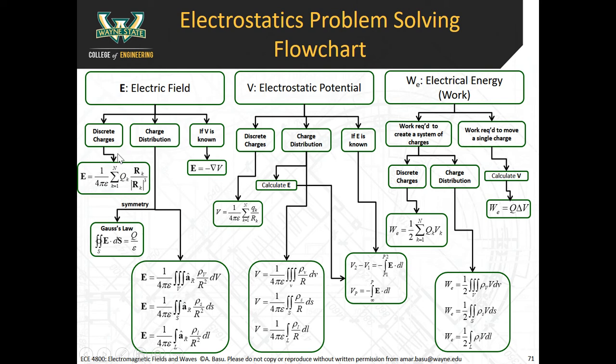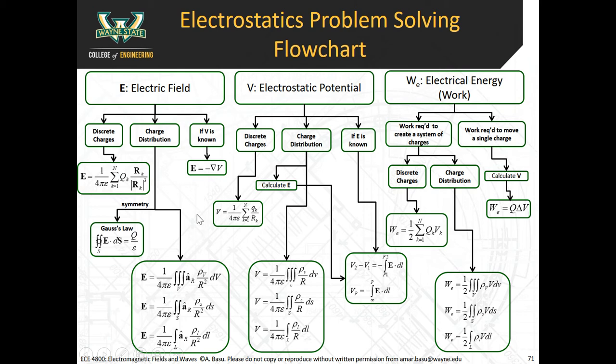If you have discrete charges, like individual charges, then you have to use the discrete form of Coulomb's law, where you add up the individual contributions of each charge to the electric field. If you have a charge distribution, like the kinds of problems that we're doing right now, that's the second type of problem. Then, if there's symmetry, apply Gauss's law, because it'll make the problem a lot easier. If you don't have symmetry, then you have to use the charge distribution formulas, depending on whether you have a line, volume, or surface charge.